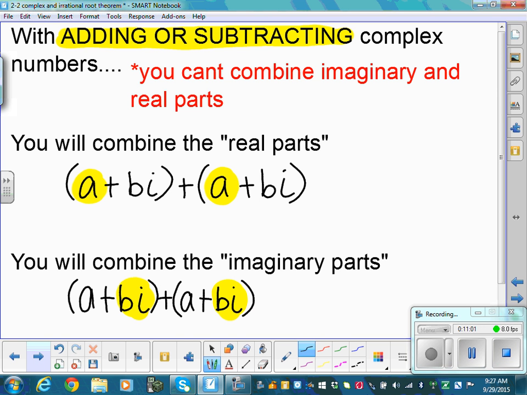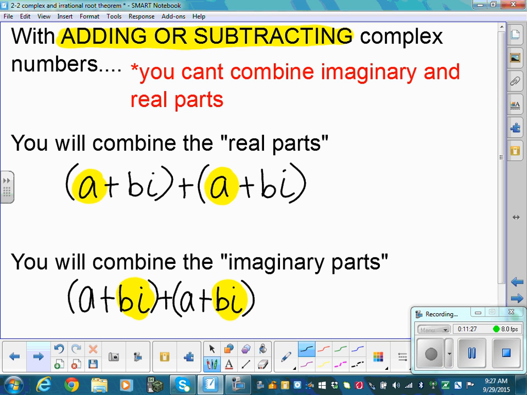All right. So now we're going to take these complex numbers and add them and subtract them. Now, with adding and subtracting complex numbers, you can combine the real parts and you can combine the imaginary parts. You cannot combine real parts with imaginary parts, though. So the real parts are the number parts, and then you can combine the imaginary parts. But you can't combine real with imaginary.